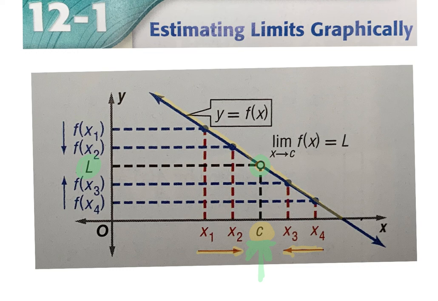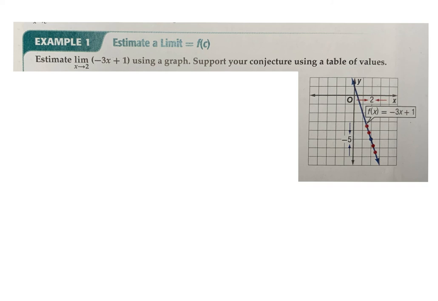So let's look at these examples. The example we're about to do is just estimating it because it's on a graph. And so you're just going to say this is what it looks like is happening, right? Especially if it's a decimal or something. You're not going to be able to give me the exact value. But we're going to look at it. So it says estimate this limit using the graph. All right? Support your conjecture using the table of values, which we'll look at in just a second. They want the limit as x is moving towards 2.